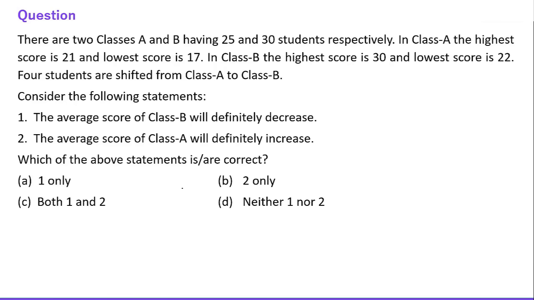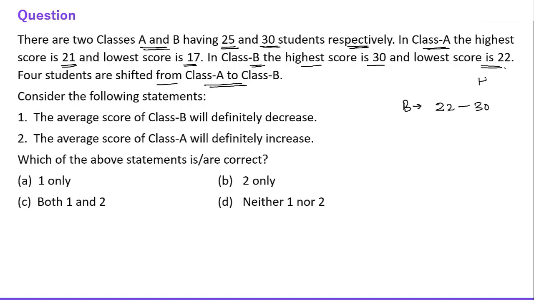Next question is saying, there are two classes A and B having 25 and 30 students respectively. In class A, the highest score is 21 and the lowest score is 17. In class B, the highest score is 30 and the lowest score is 22. Four students are shifted from A to B. See everyone, class B has 22 to 30, right?